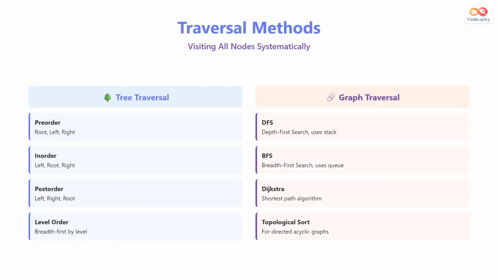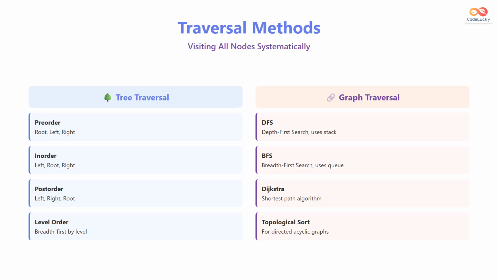To visit all nodes in a tree or graph, we use traversal methods. For trees, we have four main traversals. Preorder visits the root first, then the left subtree, then the right subtree. Inorder visits the left subtree, then the root, then the right subtree. Postorder visits the left subtree, then the right subtree, then the root. And level order visits nodes level by level from top to bottom.